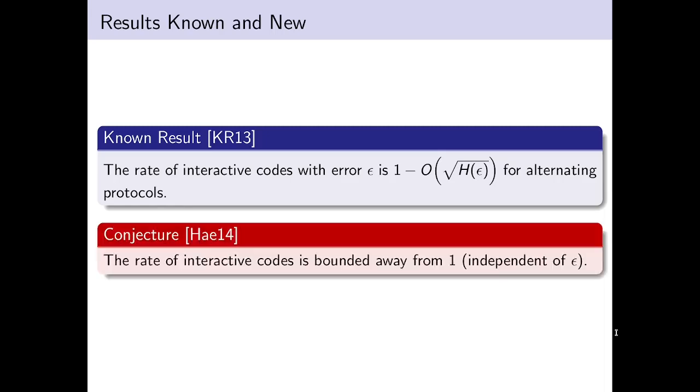And in 2014, in a follow-up paper, Haeupler conjectured that this was false, that the rate of interactive codes is bounded away from 1, independent of epsilon. Even as epsilon approached 0, your rate would still not approach 1. And today we are proud to announce that we have successfully proven this result. In this paper, we will proceed to demonstrate exactly this.